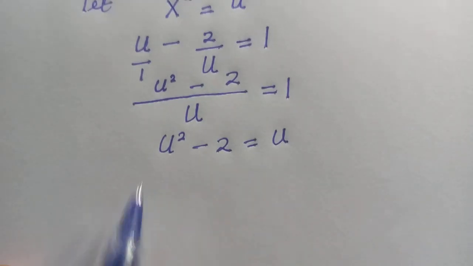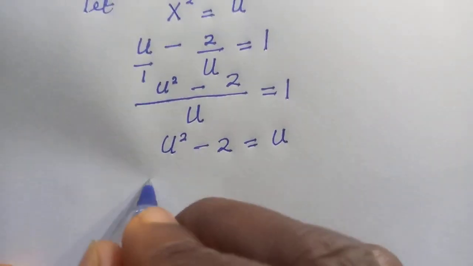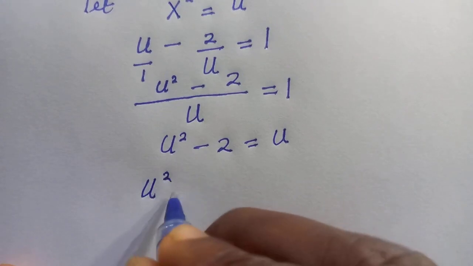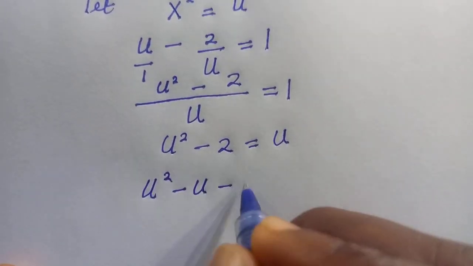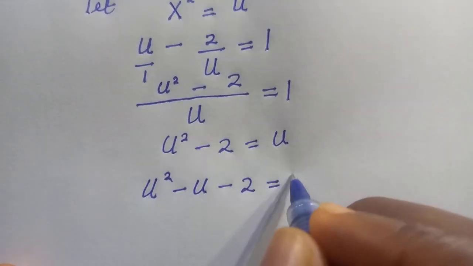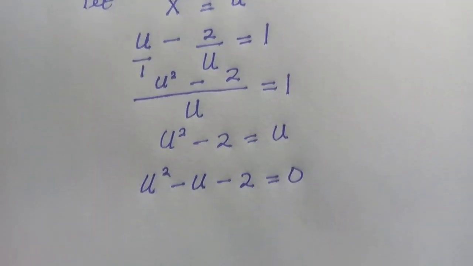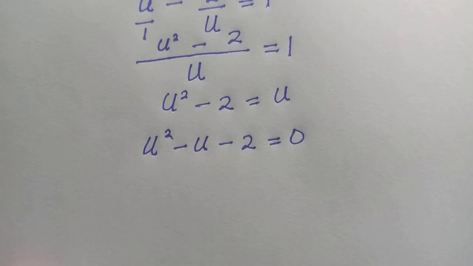Then we collect the like terms. So we take this one here, so that we have u squared minus u minus 2 equals 0. We have a quadratic equation.